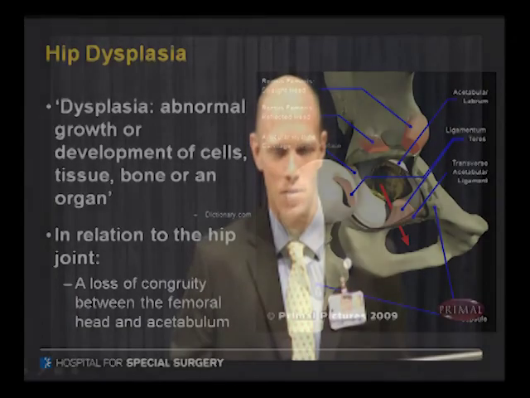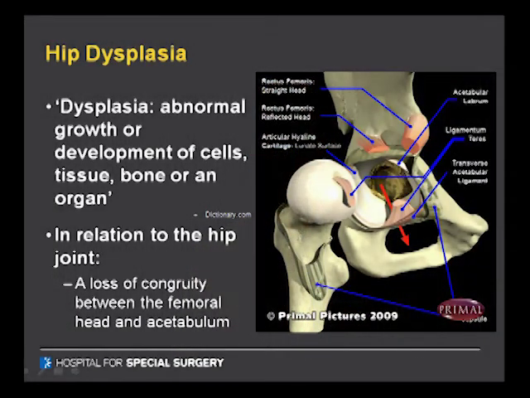Before we get fully into this discussion, I'd like to overview the definition of hip dysplasia. Too often I think that clinicians, when they talk about dysplasia, refer to the acetabular side of the femoral acetabular joint. But in truth, dysplasia is defined as an abnormal growth or development of cells, tissue, bone, or an organ, according to dictionary.com. When we relate this to the hip joint, this is any loss of congruity between the femoral head and acetabulum.